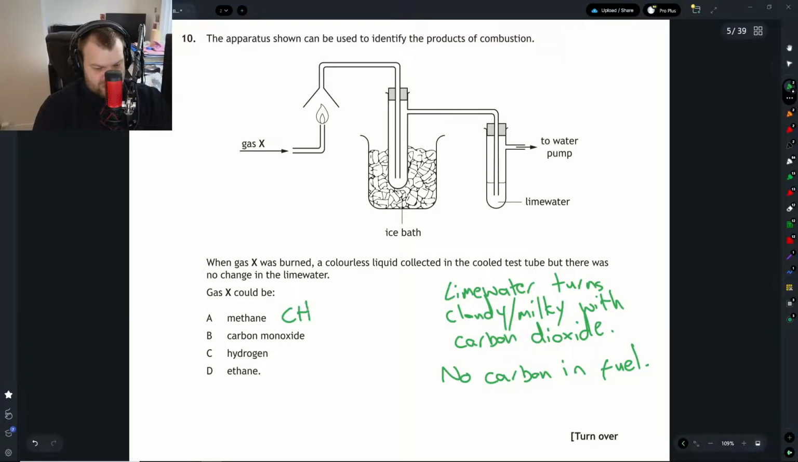Methane, we should know, is a hydrocarbon, which would form carbon dioxide and also water. So it's not that one. Our CO would form carbon dioxide. It's not going to be that one. Hydrogen would form only water when it burns, which means that is going to be a correct answer. That would be this clear liquid that's found in here. And ethane also has carbons and hydrogens. Therefore, that will not be the correct answer because that would make carbon dioxide.